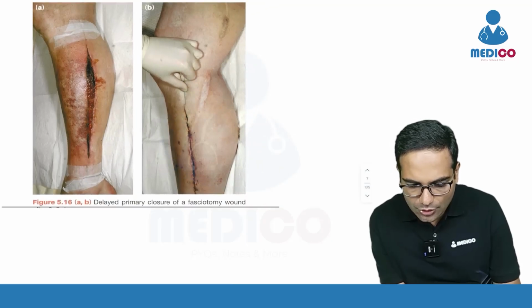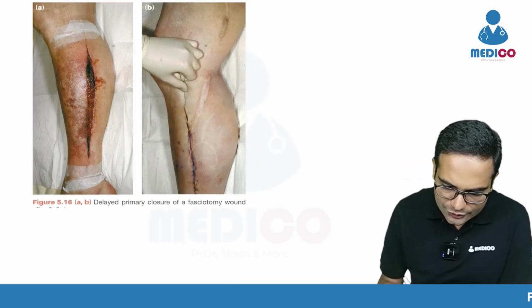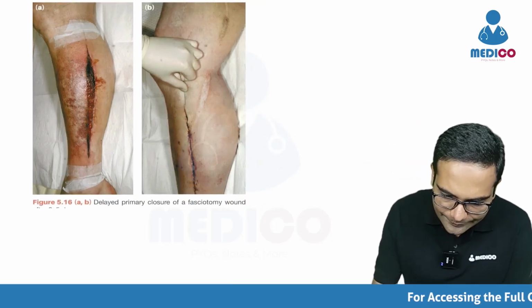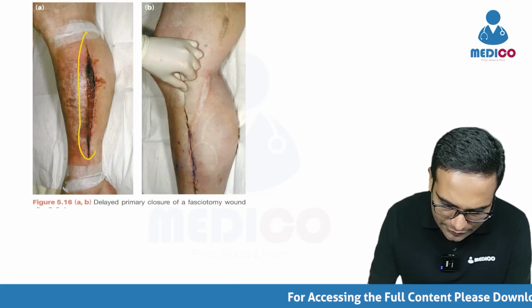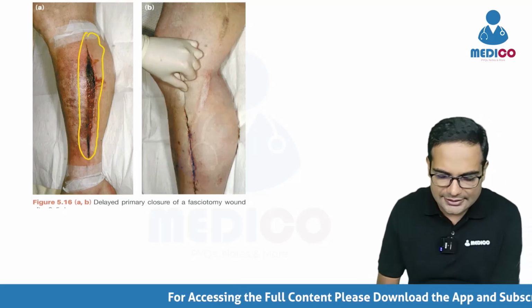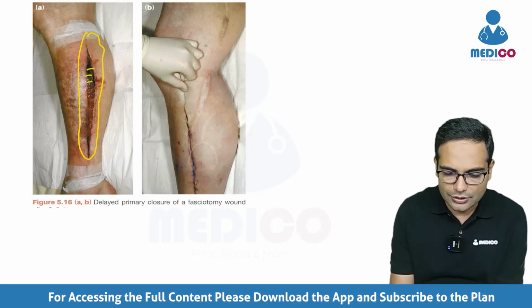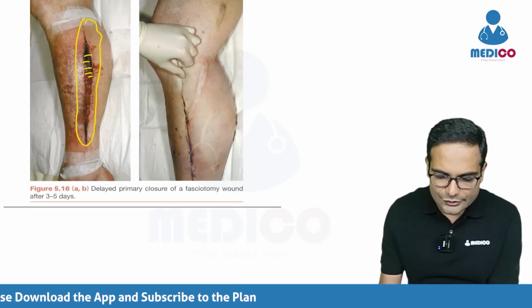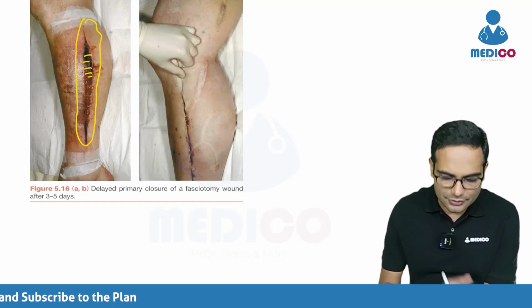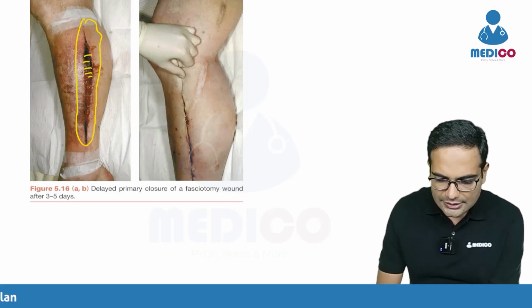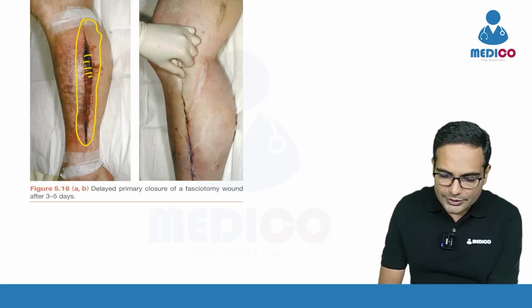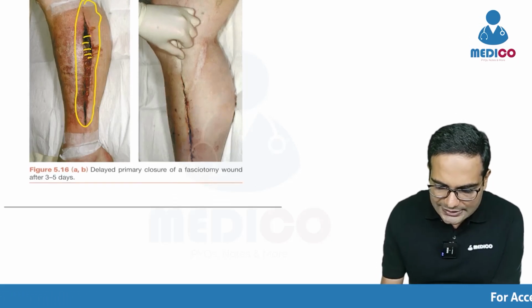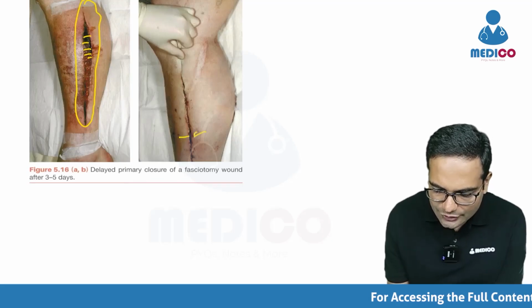Okay, so now what is seen over here? This is a linear wound, right? And it looks like an incised wound with some wider separation in between. All right, so this is a fasciotomy wound, basically. Judging by the site of the wound, this looks to be a fasciotomy wound. And you see over here that this wound has been closed.